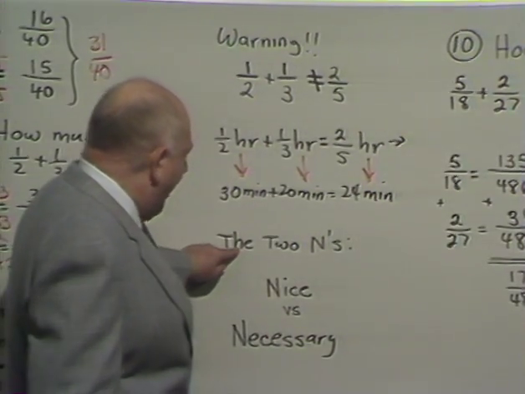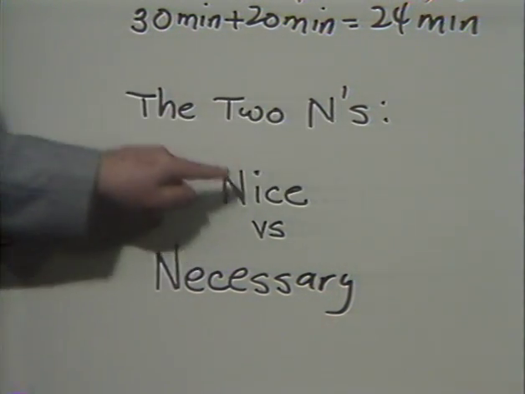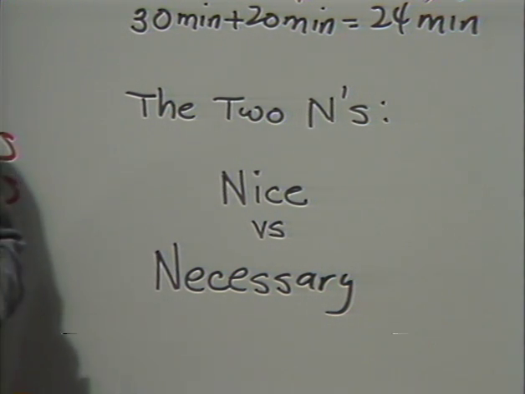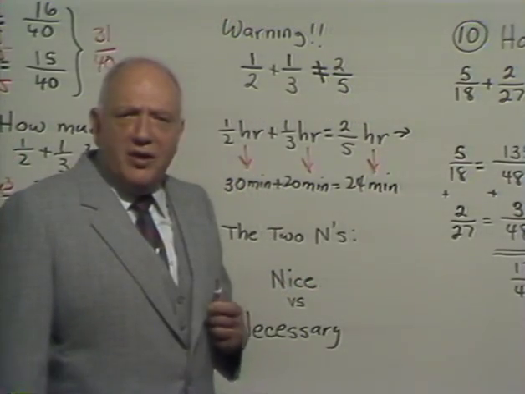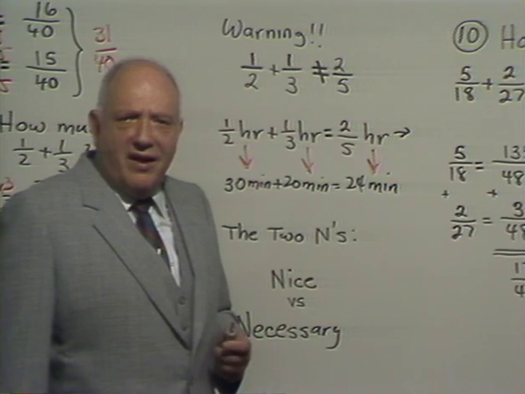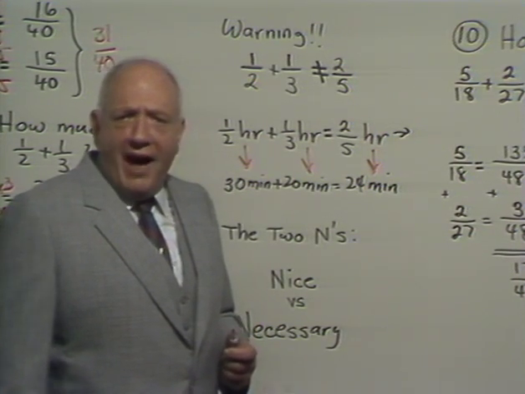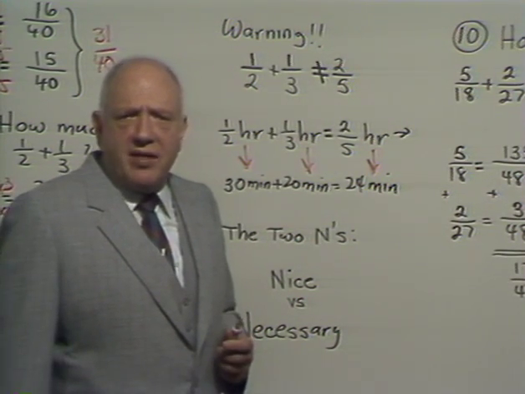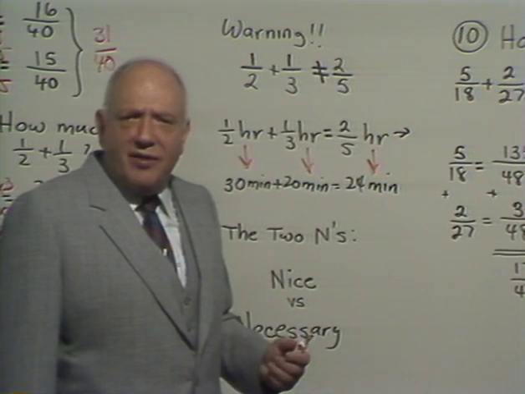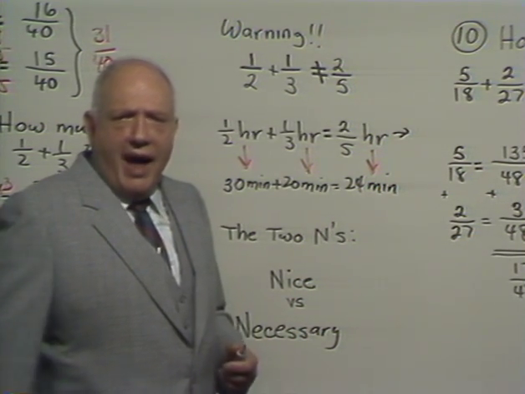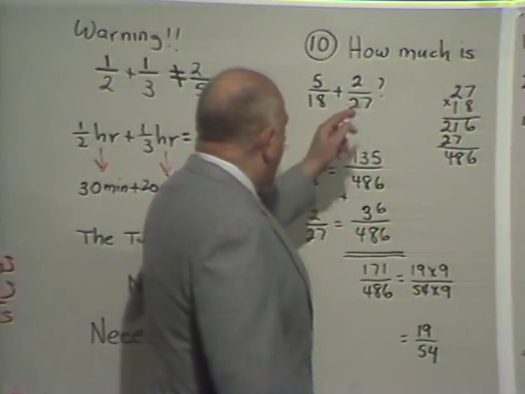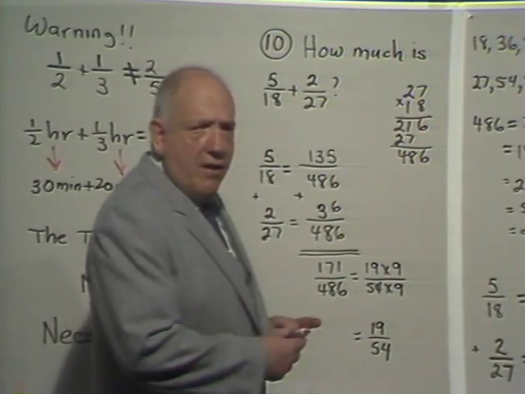I would like to just emphasize this for you. I call it the 2 N's, nice versus necessary. When there's a conflict between the nice and the necessary, morality and the work ethic and our social nature requires that we do the necessary at the expense of the nice. You see, if we want our answer to 1/2 plus 1/3 to agree with the physical world, the answer has to be 5/6, even though it would have been nicer to have just added the numerators and added the denominators. And again, in the vein of nice versus necessary, let me show you another example. Suppose I said, how much is 5/18 plus 2/27?